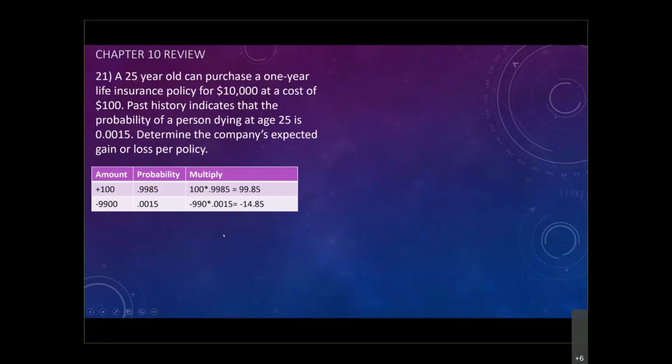Again, once you have this, you take the two numbers, 99.85 minus 14.85, and if you subtract, everybody see that it is plus 85. Plus 85 meaning the company expects to gain $85 for every $100 that they get. Okay, so this is what we did in terms of constructing the chart.